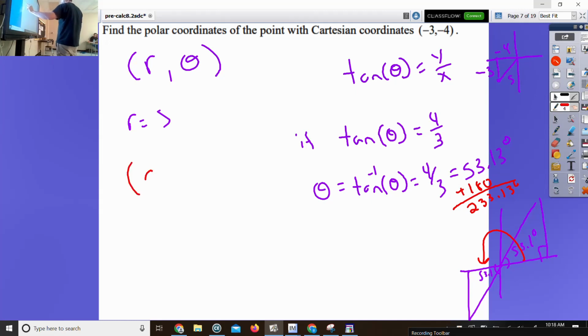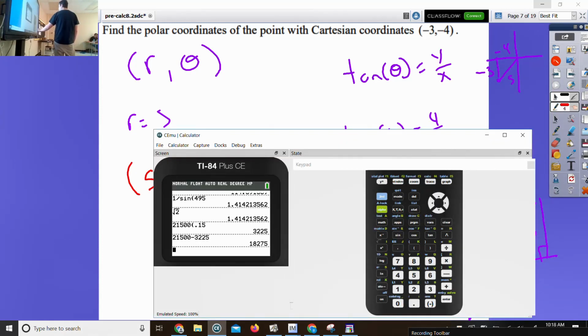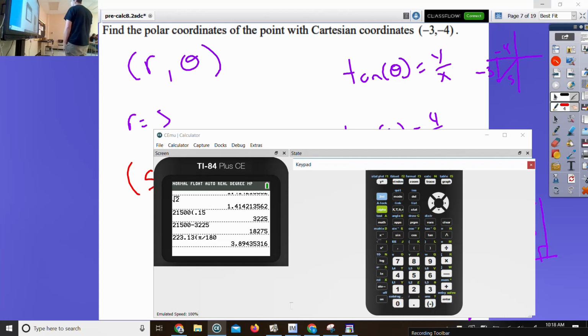So we have our radius of 5. We have this ugly thing, which we're not going to do. Nobody does polar with degrees. What should it be converted to? Radians. At least no mathematician does polar with degrees. And it's going to be fugly. 233.13. What do you multiply by? Pi over 180, right? There's the radian, about 3.89 or something.